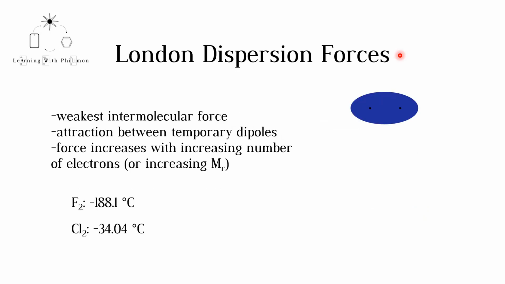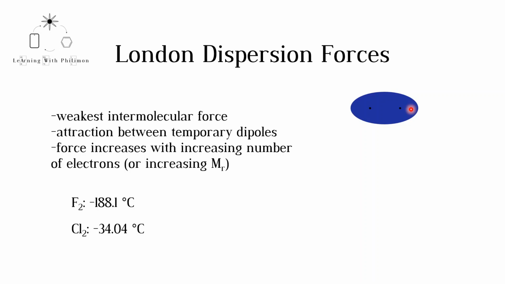London dispersion forces are the weakest intermolecular forces that molecules experience. As we learned in the video Molecular Orbitals, electrons in a hydrogen molecule occupy a bonding molecular orbital, as depicted in this diagram. The black dots represent the hydrogen nuclei, and the blue part represents the orbital. The electrons can be anywhere within this orbital.